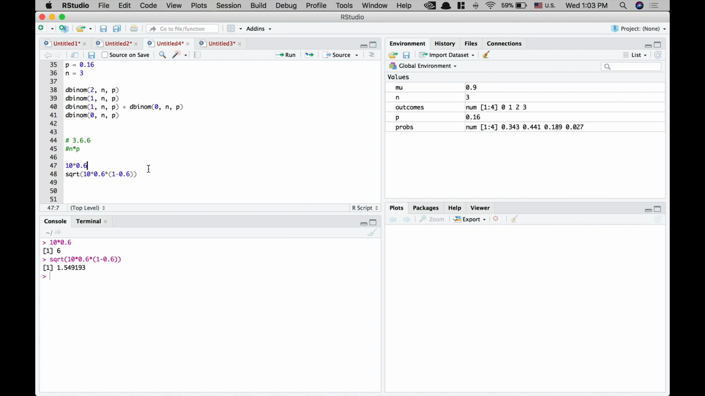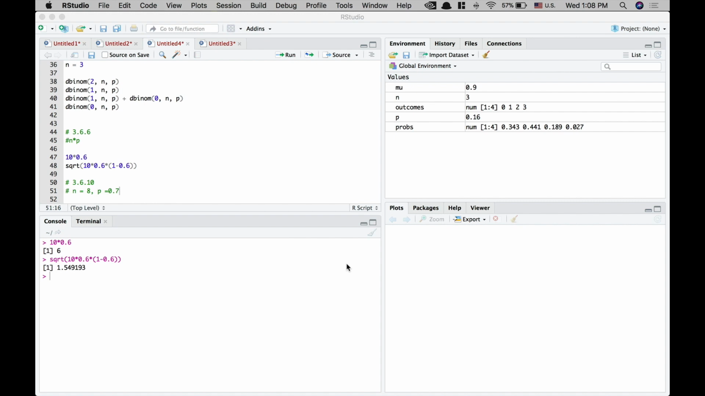The mean is 10 multiplied by 0.6, because according to the background information, 60% of the individuals have streaked shells. That's where 0.6 is coming from. And the standard deviation is given by the square root of 10 times 0.6 times 1 minus 0.6. You multiply these three quantities together and take the square root. If you run these two lines of code, the mean is 6 and the standard deviation is 1.549.